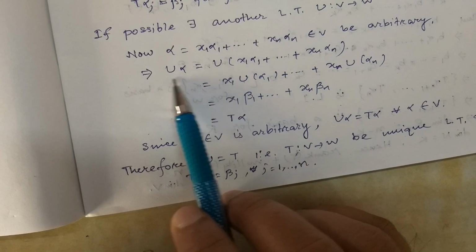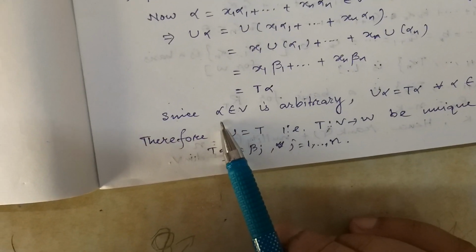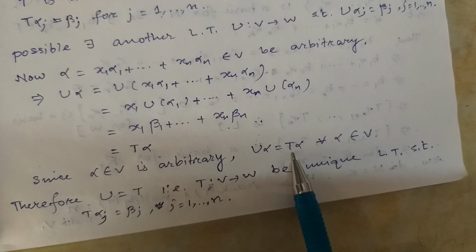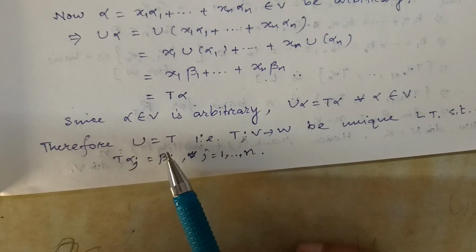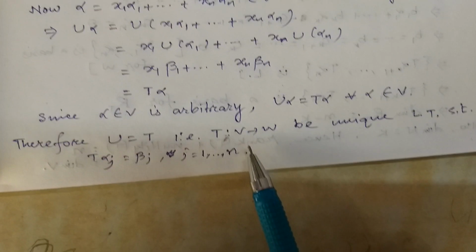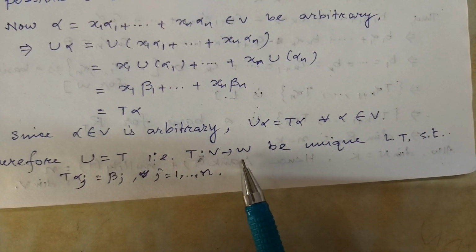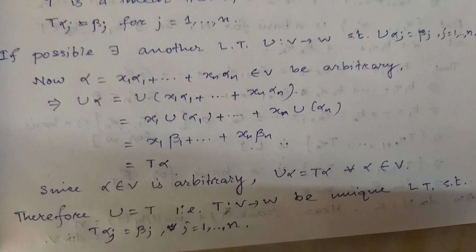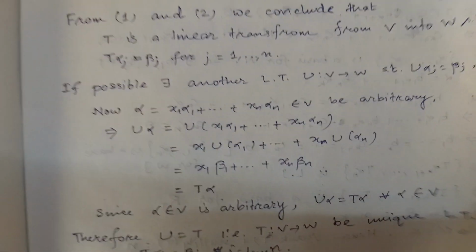So definitely U alpha equal to T alpha, but here alpha is an arbitrary vector. So U alpha equal to T alpha holds for all alpha belonging to V. Therefore, the transformations U and T are the same. Therefore, the mapping T from V to W is the unique linear transformation such that T of alpha j equal to beta j.